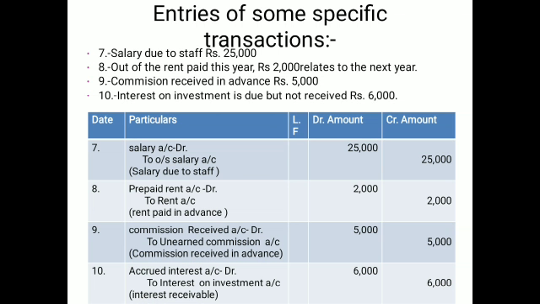Now next is the out of the rent paid. If the rent has been already given, but out of that only 2,000 is related with the next year, it is called as advance. So how will you pass? The rent will be reduced. When the rent is reduced, it means the expense items will be reduced, and this amount will be shifted to the prepaid expense, not to the rent.